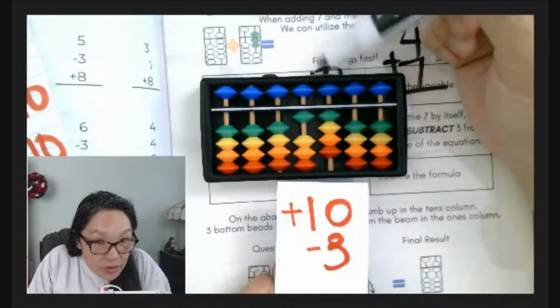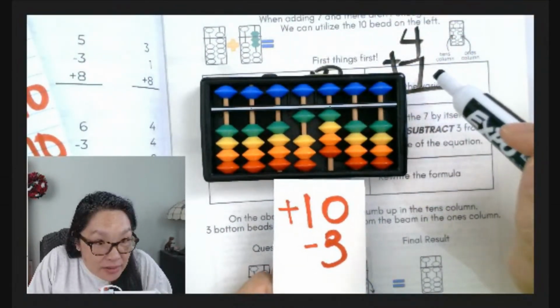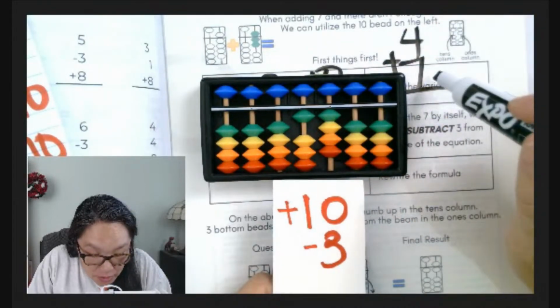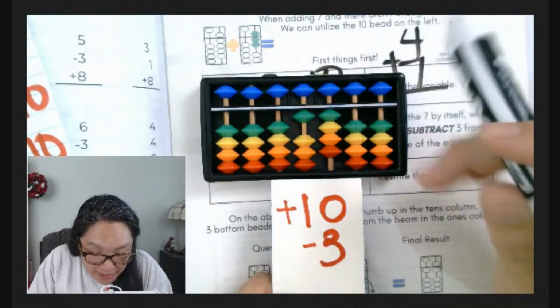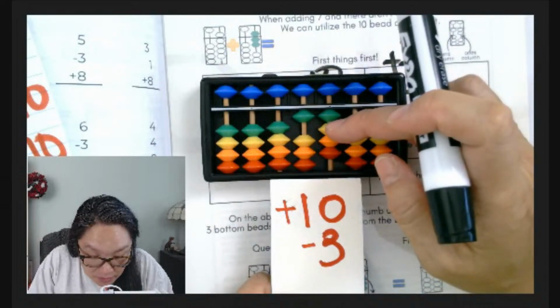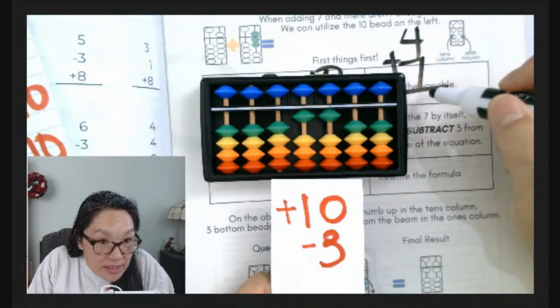When I take away the 3, why? Because that's how I make a 10. I use a 7 with a 3, but adding a 10 is too much, so I have to take away the 3. So then my final answer is 11.